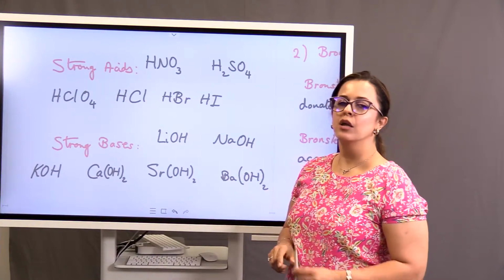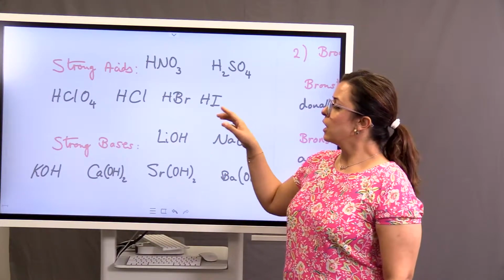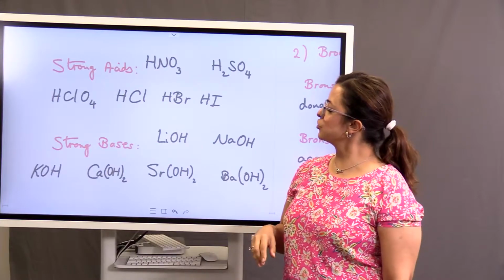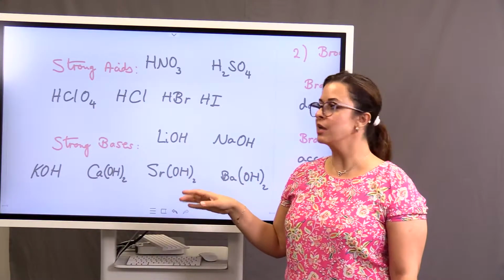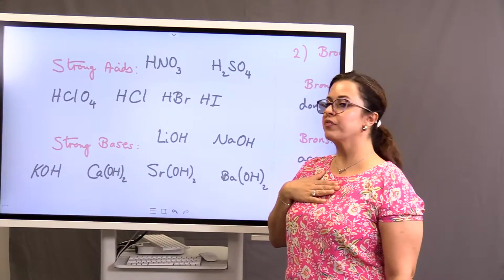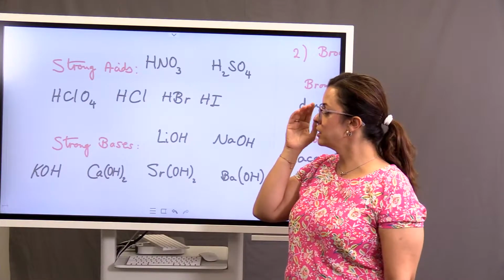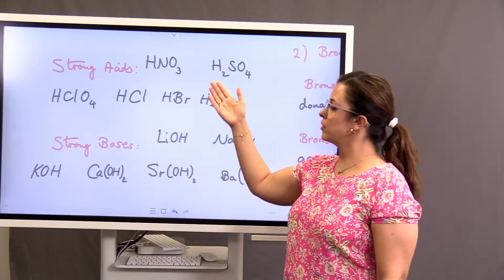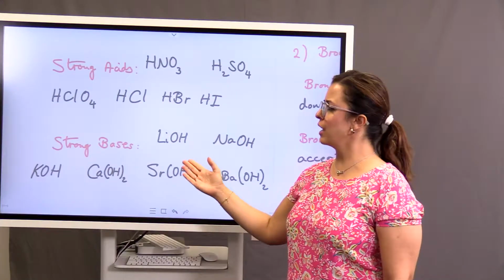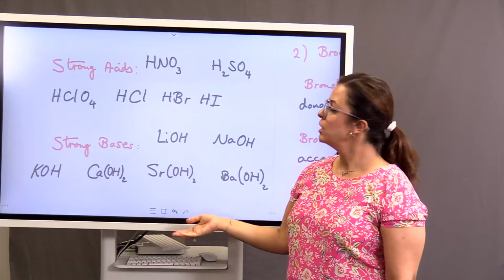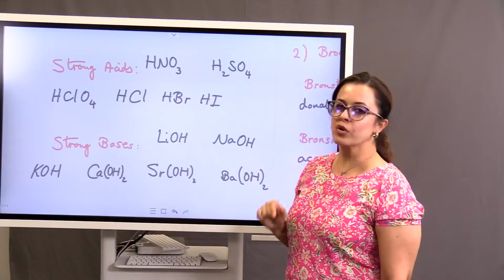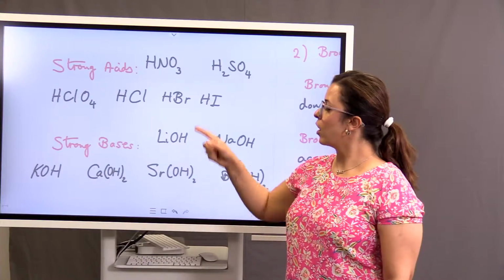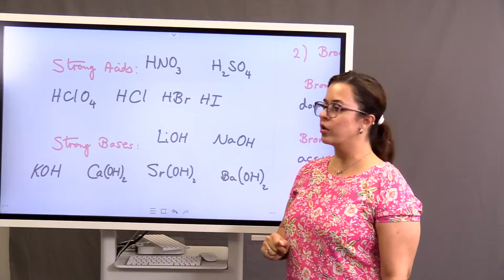But before that, on your PowerPoint slides, you have a very short list of 6 strong acids and 6 strong bases. I prefer to keep them in mind, to memorize them. Whatever else is not on this list is going to be either a weak acid or a weak base. So, memorize the strong acids: nitric, sulfuric, and perchloric acid, hydrochloric, hydrobromic, and hydroiodic.